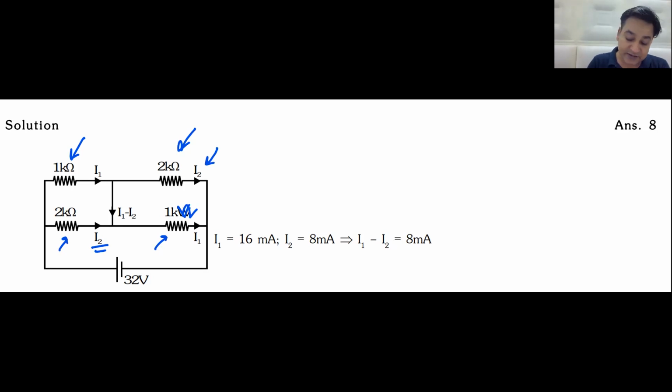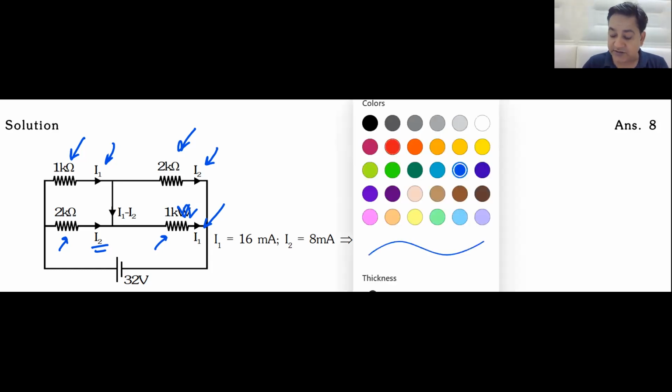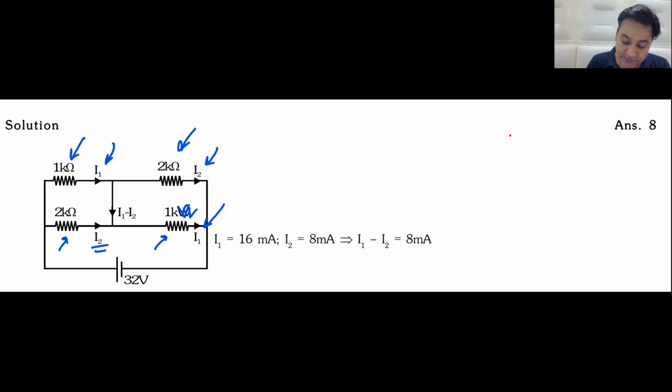Similarly, if I say the current in the 1 kilo ohm resistor which is on the top is I1, then the current which flows through the lower resistor would also be I1. Now, if you understand this, it's great because now you can straight away find the values. You can just apply the loop law in this way. You will get the value of I2 from here. Yes or no?